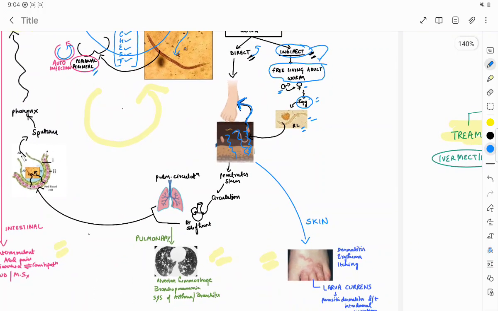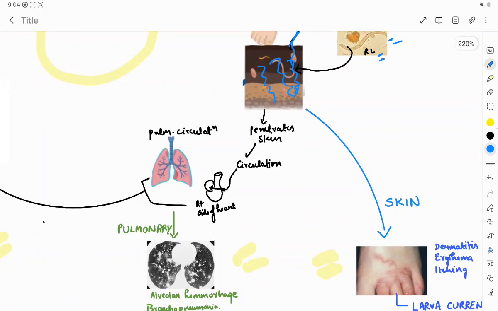This is the difference. The next thing is that this filariform larva, after penetrating the skin, enters our venous circulation, and through the venous circulation it is going to reach the right side of the heart, obviously, as well as the pulmonary circulation.